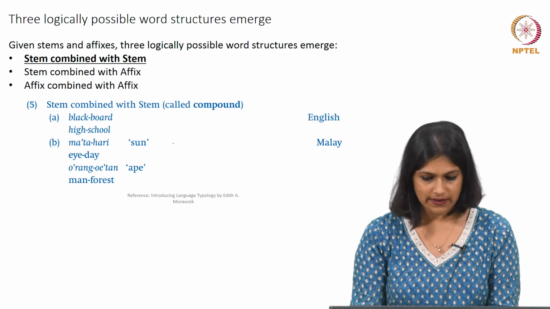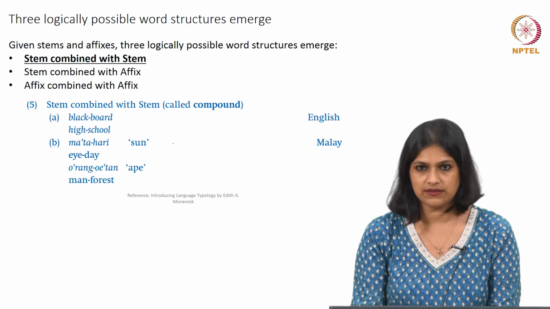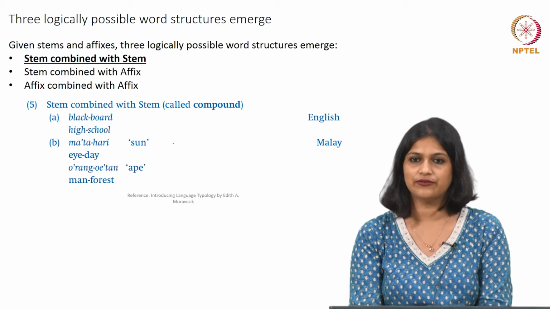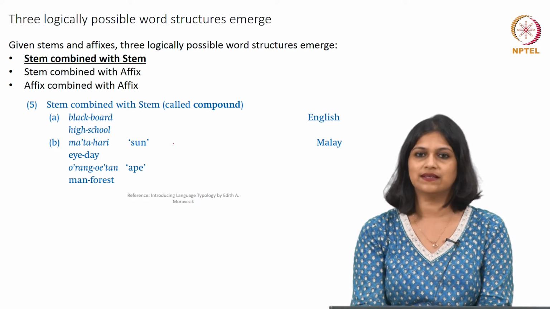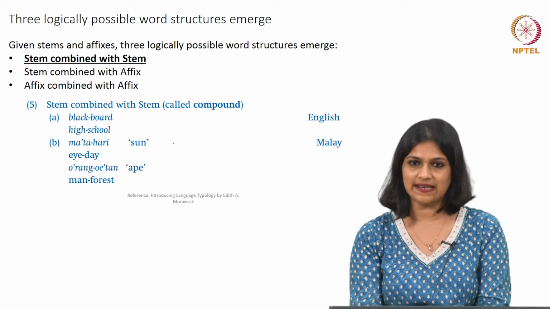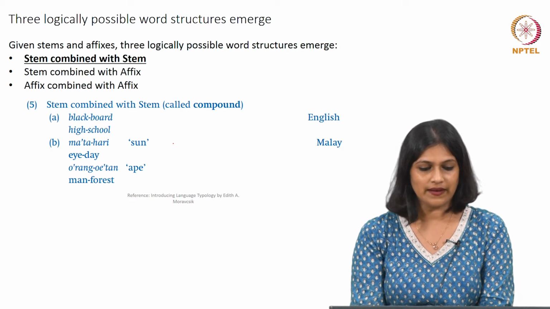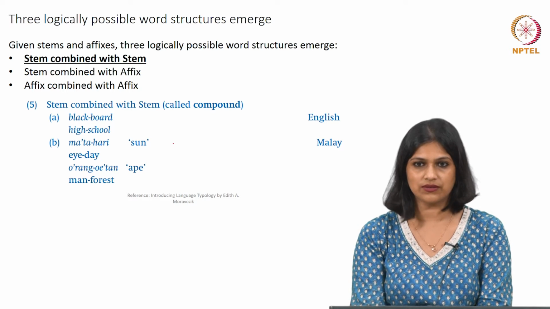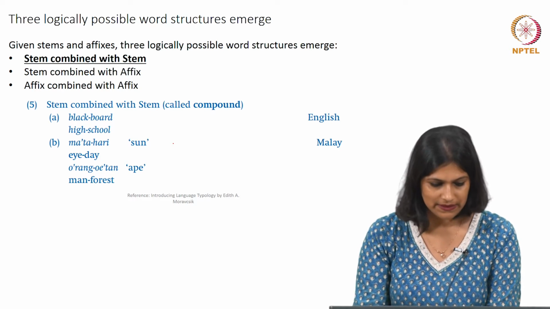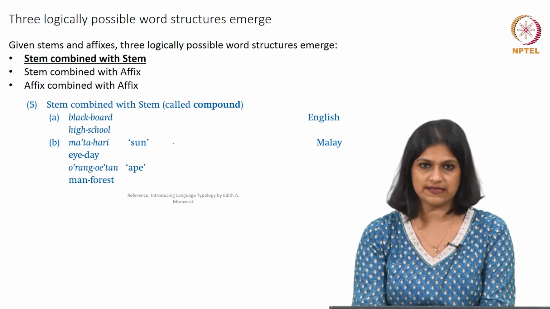So, now let us look at the data given in English, and then there is another data given in Malay. So, these are typologically unrelated languages. Obviously, we expect a lot of difference as far as syntactic structure and morphological selection are concerned. However, as far as the stem combined with stem formula is concerned, they behave almost similarly.